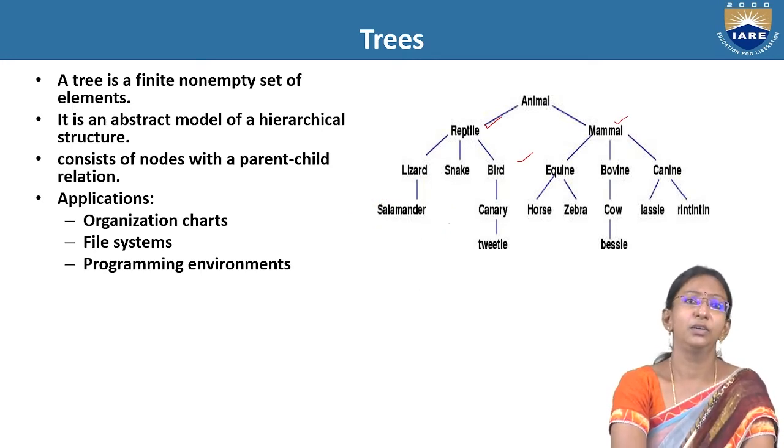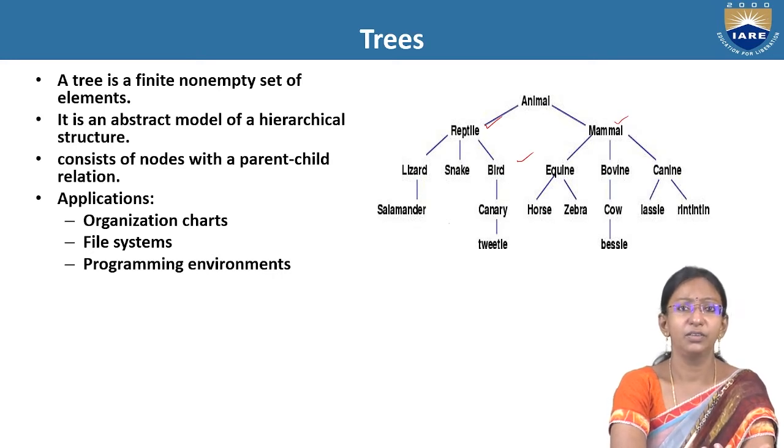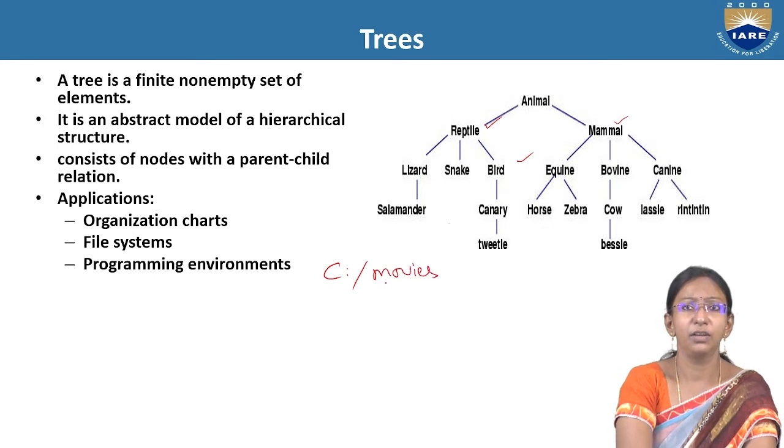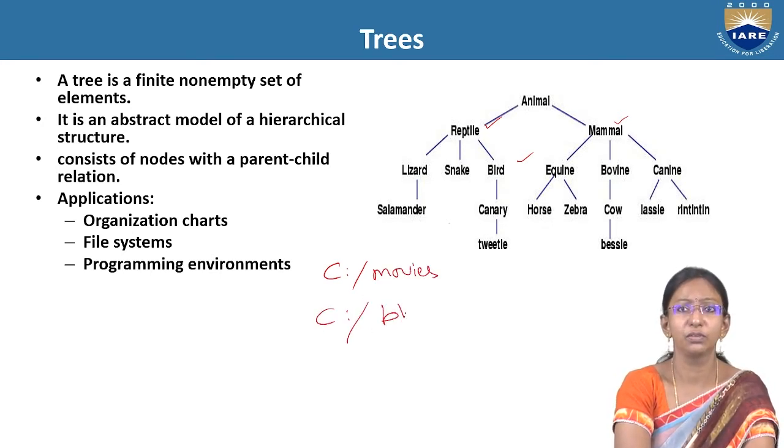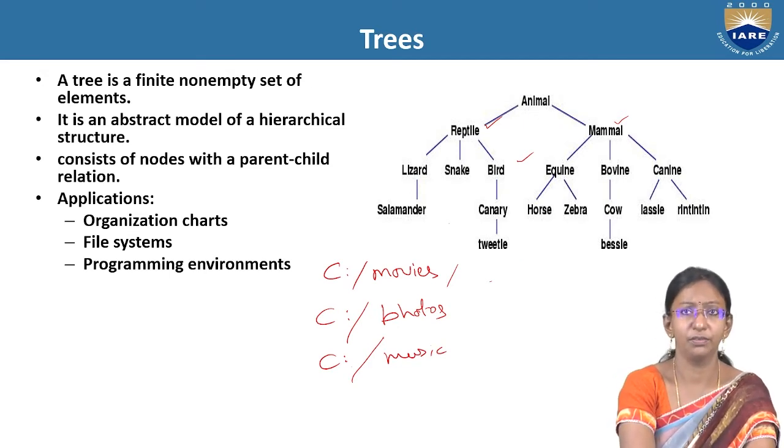If we go for the applications of trees, you can see any organization chart, or any file system in your drives. Your C drive will have many folders, like movies, photos and music. Within movies, you can have n number of movies and loads more. So the file system itself is nothing but a tree structure, right?